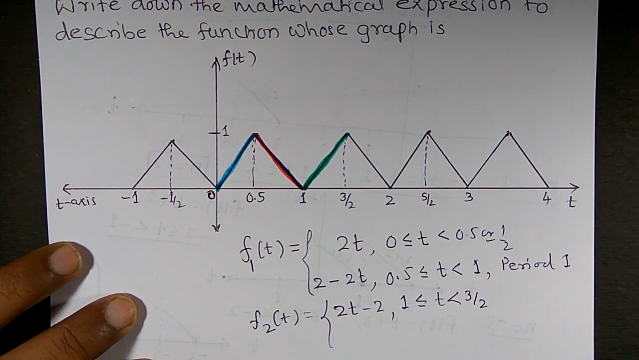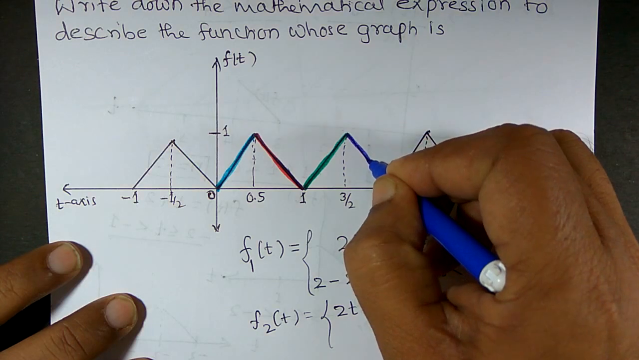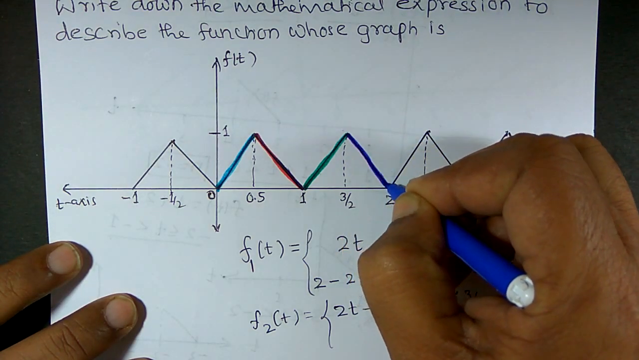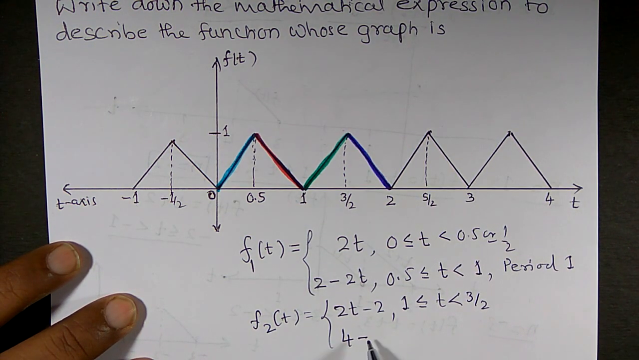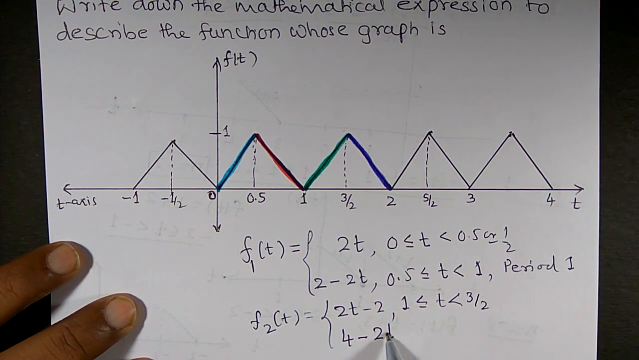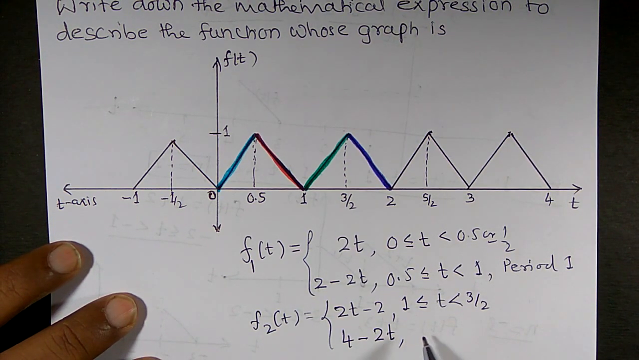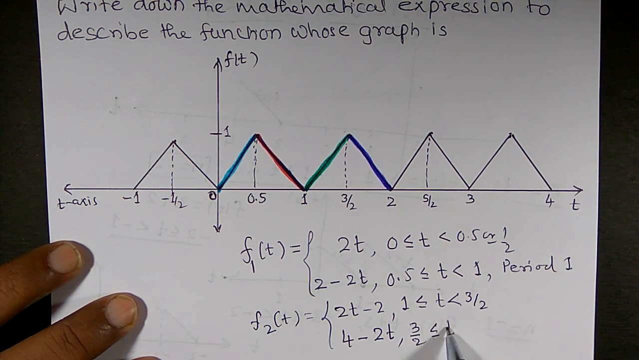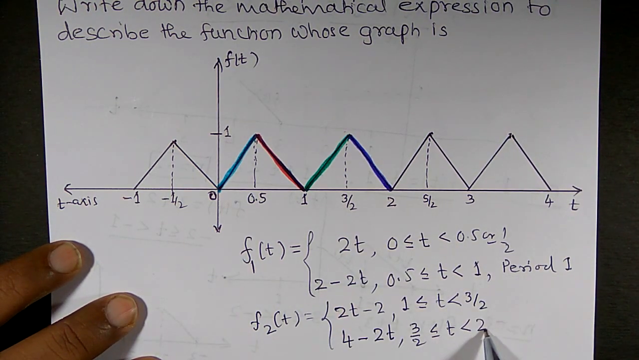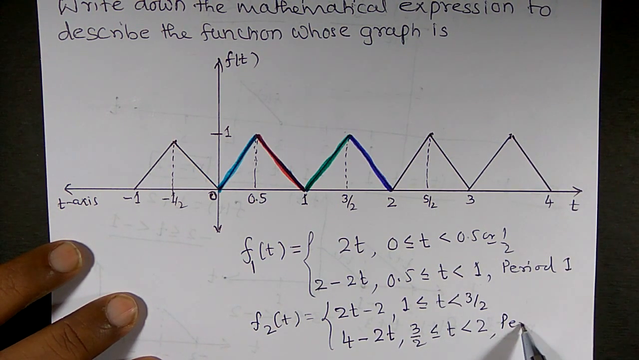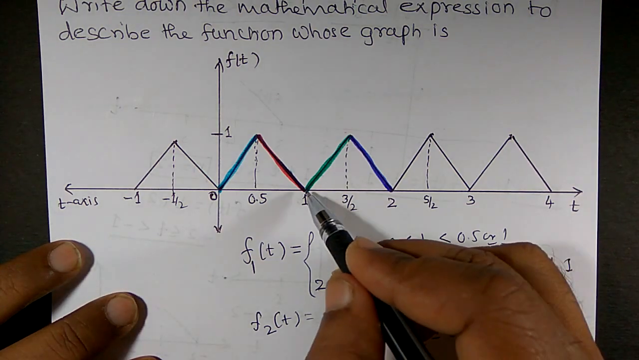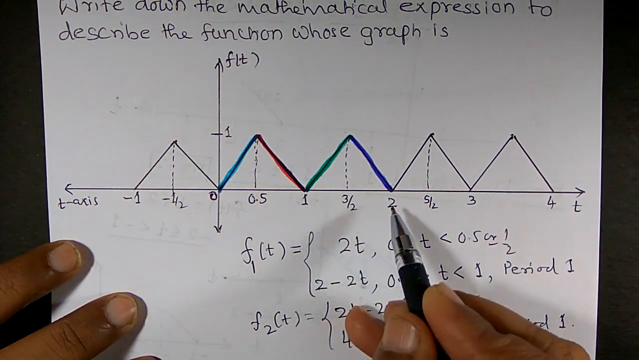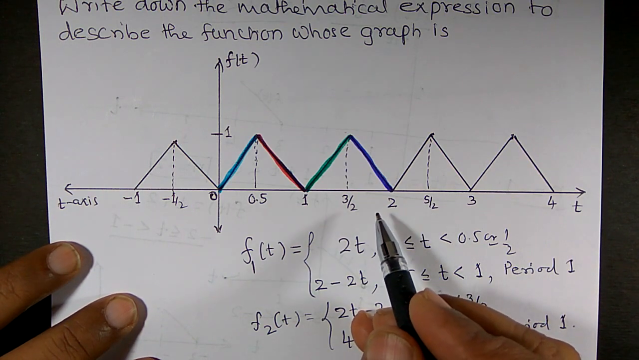Similarly, if I want to write the function for 3/2 to 2, what is the function? I have to write 4 minus 2t, between the limits 3/2 less than or equal to t strictly less than 2. Again, what is the period? The period is 1 only. So when we draw the graph of this function, we can obtain this part of the graph between the limits 1 to 2 with the period 1.